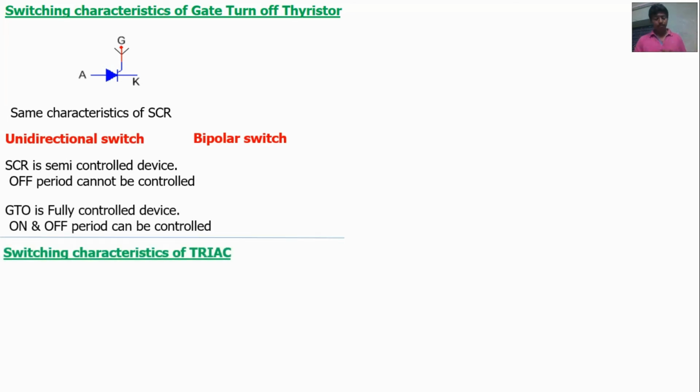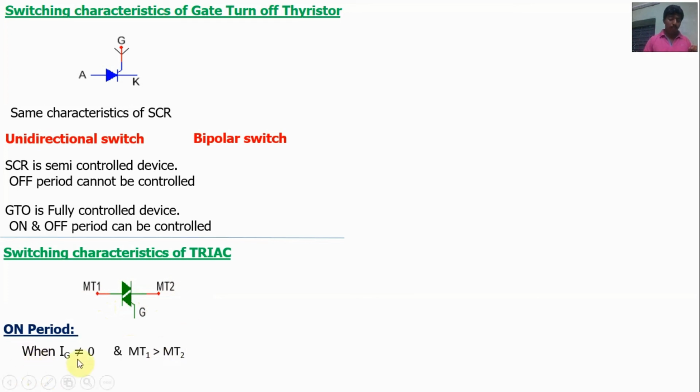Next, TRIAC. If two SCRs are connected in anti-parallel, then the device is called TRIAC. Okay. The gate terminal is common for both SCRs. SCR 1 and SCR 2. This is main terminal 1, main terminal 2. During on period, gate should be positive. Gate pulse is given. When MT1 greater than MT2, the SCR1 top SCR will conduct. Okay, so the current flows from MT1 to MT2.